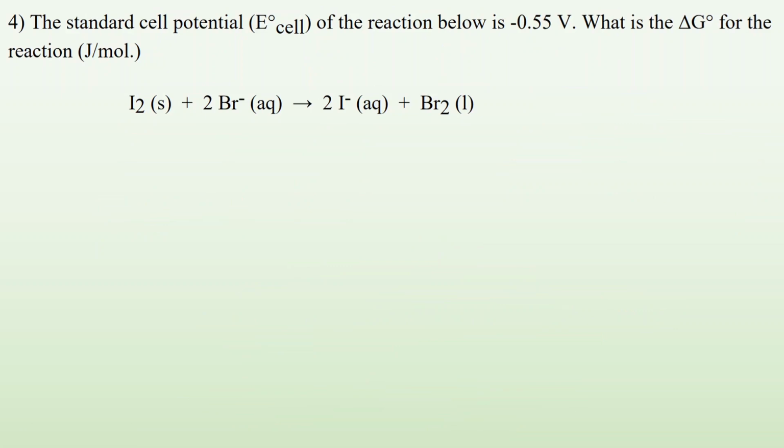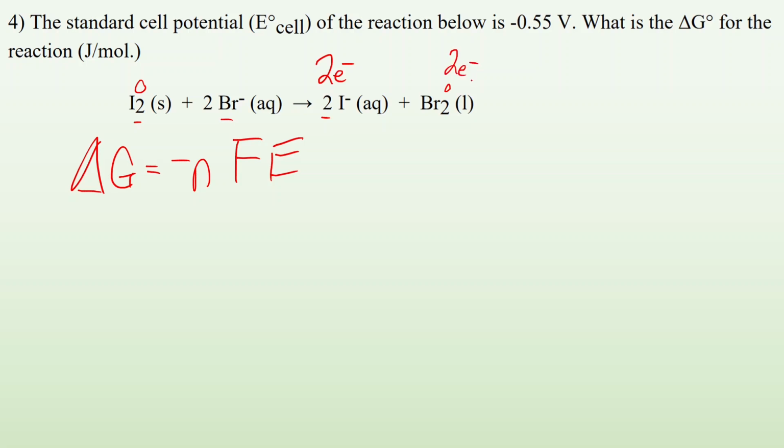Number 4, the standard cell potential for the reaction below is negative 0.55 volts. What is the delta G naught for this reaction? So again, delta G equals negative nFE. So let's take a look at the equation to figure out electrons. It looks like I2, 0 is becoming 2 I minuses. So that's a 2 electron process, but let's check the other one. I've got 2 Br minuses becoming Br2, 0. That's also a 2 electron process. So I know that the Br minus is giving 2 electrons to the I2. So the whole thing is 2.